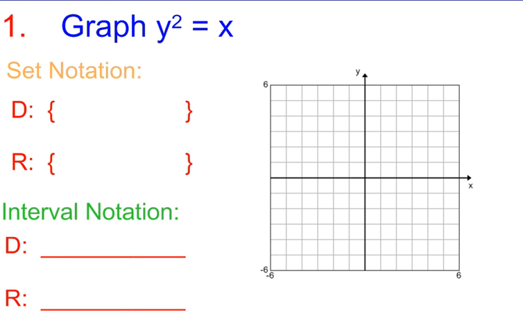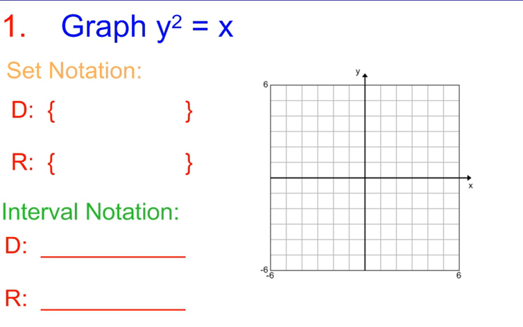In this lesson, we're going to be graphing square root functions. The first one is actually not a square root function, but it's going to kind of get us started for why they write them the way they do. So I want you to look at this first equation. It says graph y squared equals x.